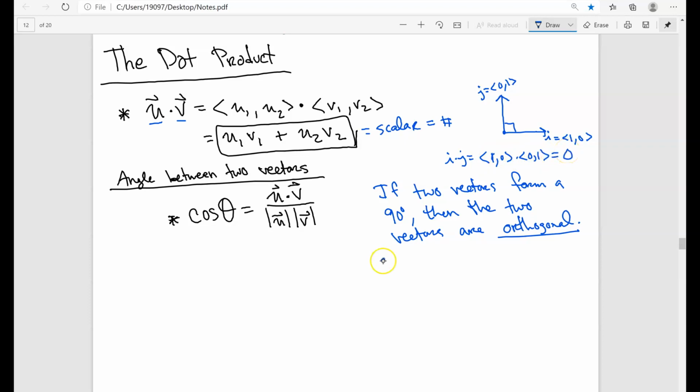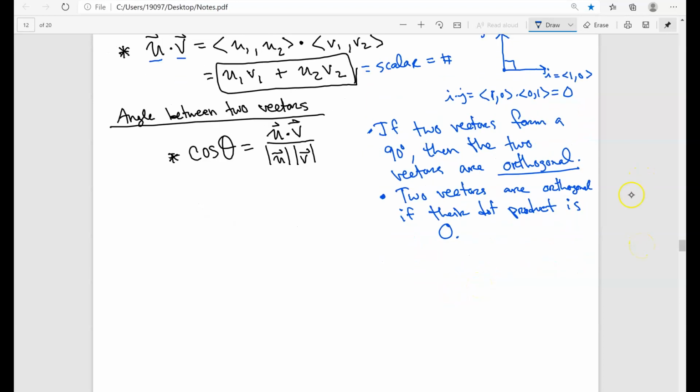So one really quick way to know if two vectors are orthogonal is the following: two vectors are orthogonal if their dot product is 0. So if you know that the dot product between two different vectors is 0 right off the bat, then you know that those vectors are orthogonal. Alrighty, so let's do a couple of examples.